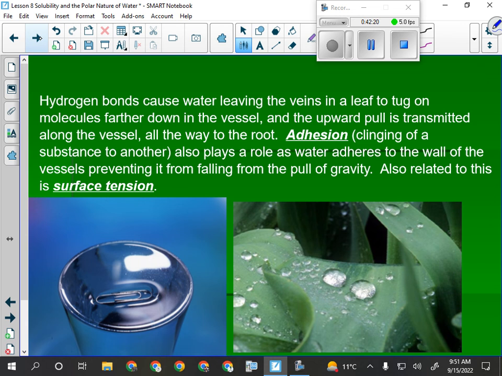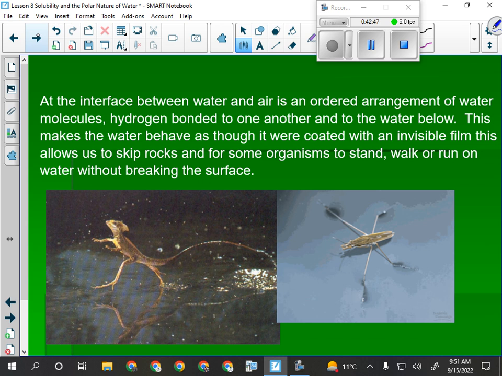And then adhesion is the clinging of one substance to another. So that would be water to something else. So that's what I was talking about. Sometimes you can have bugs that sit on the surface, or the Jesus lizard that can just run across, all due to that same idea: those hydrogen bonds are weak, but they're strong enough to do some things.